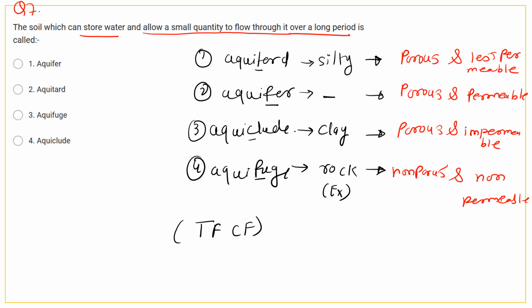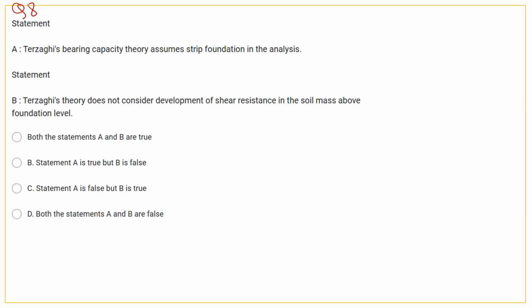Here the soil which can store water, first it stores water and allows a small quantity to flow over a long period of time. Permeable means it releases water fast. Impermeable means it does not release water. Non-permeable, it also does not allow the water to flow through it. Then this condition is suitable here. Less permeable means it requires a long time to flow. Okay, so option number second is correct here, which is aquitard. The next question is question number 8, statements are given.